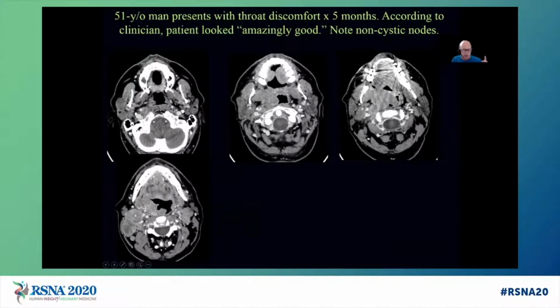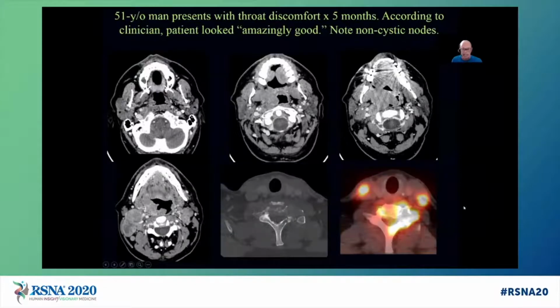Notice that his nodes are largely non-cystic. They're necrotic, but they're not cystic. There's probably a lateral retropharyngeal node, which may or may not be an adverse indicator. But this person actually had some pain in his shoulder region, and he had distant metastasis to bone at presentation.